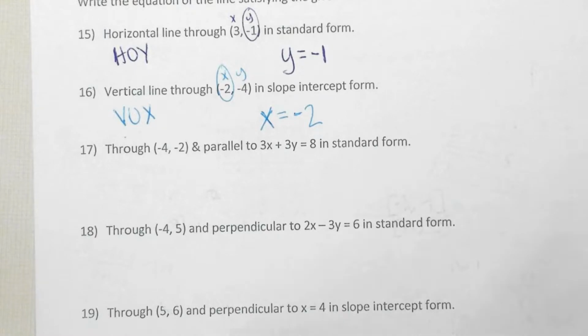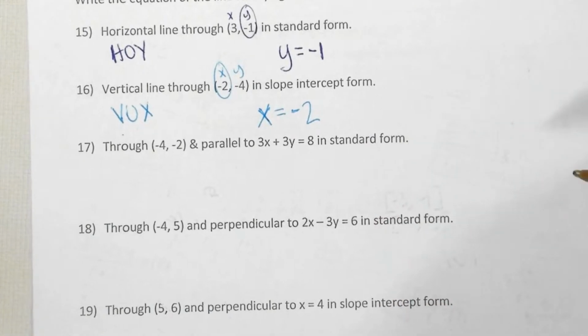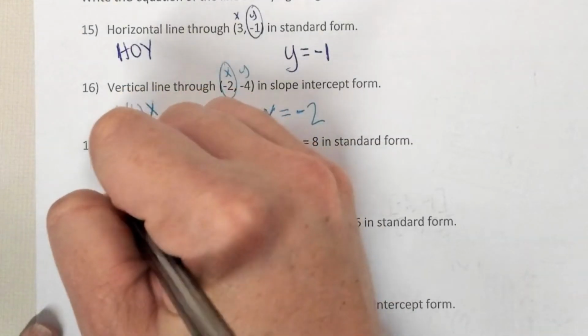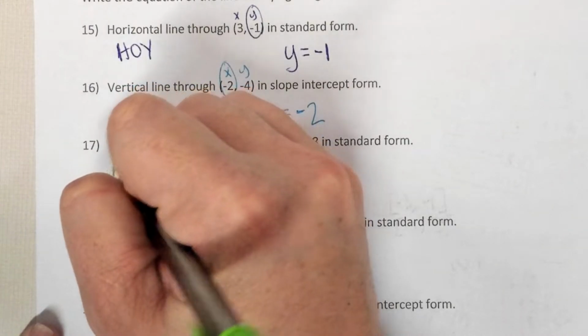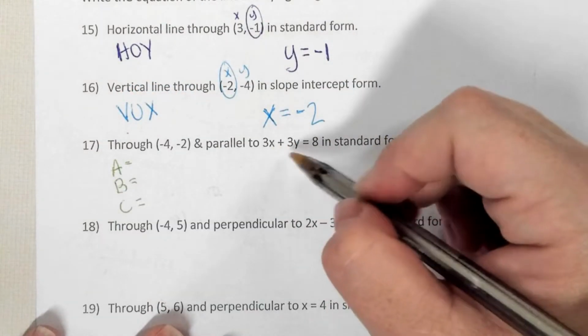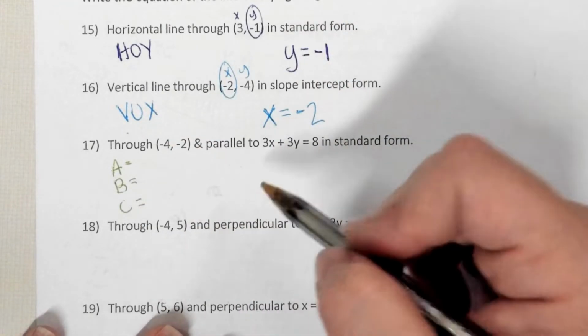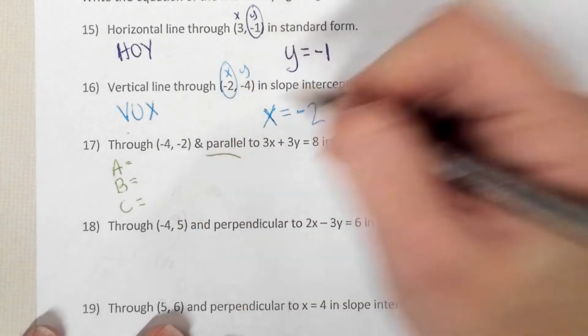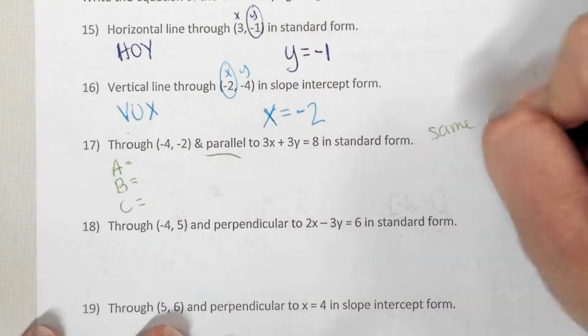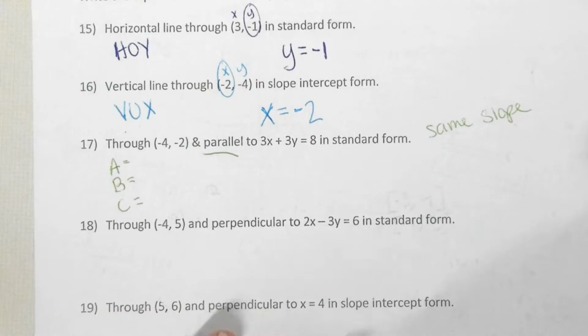Okay, so number 17 says it goes through -4, -2, and it's parallel to this, and it wants us to write it in standard form. So I know I'm going to find A, B, and C to write it in standard form. Now this is just the line it's parallel to. This line gives me absolutely no information for my new line. The only thing it gives me is the slope. Parallel means same slope. So I know I need the exact same slope.